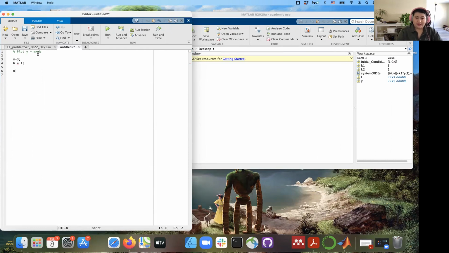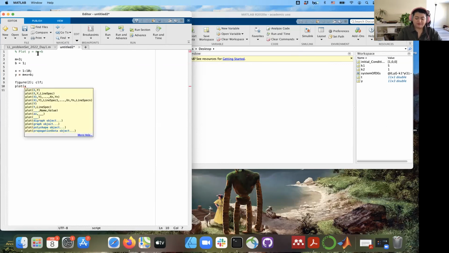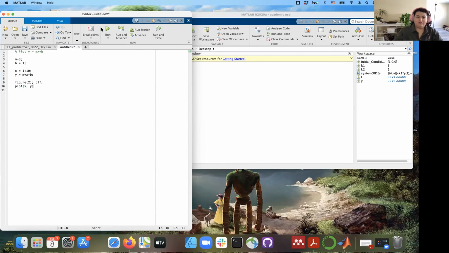And then you need to define x because MATLAB is matrix based. So we need to define x as a vector. Let's just make it a vector from 1 to 10. And now we can define y. So y is m times x plus b. And then finally, we can go ahead and plot. So let's make this a figure, clear the figure, and then plot. On the x-axis, we want the values of x, and on the y-axis, we want the values of y. And then you can hit run.